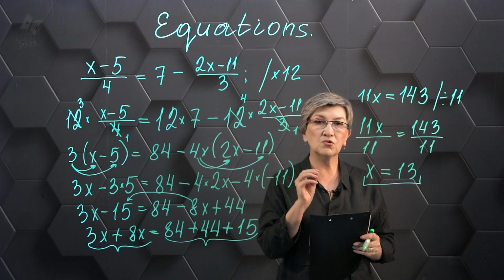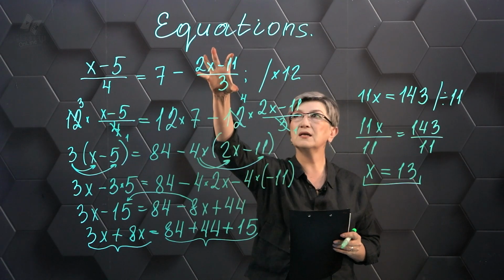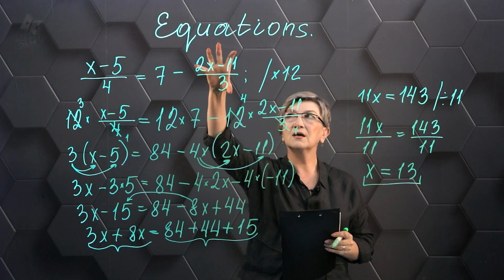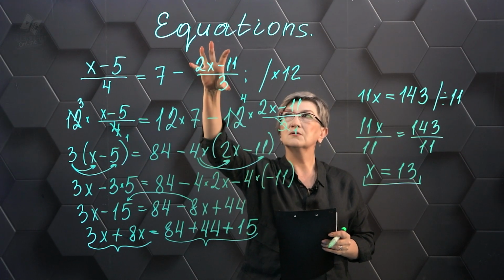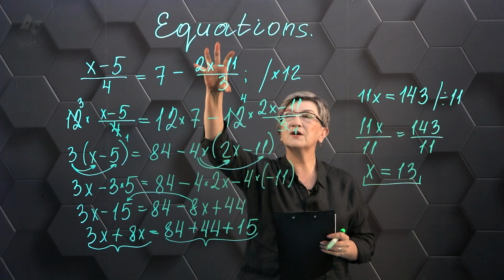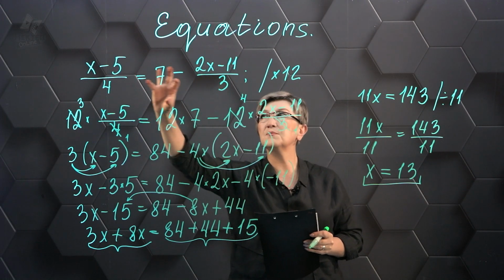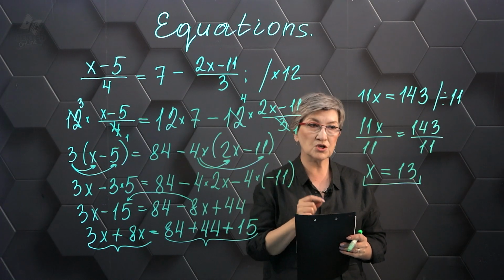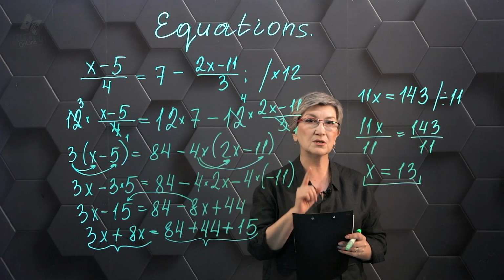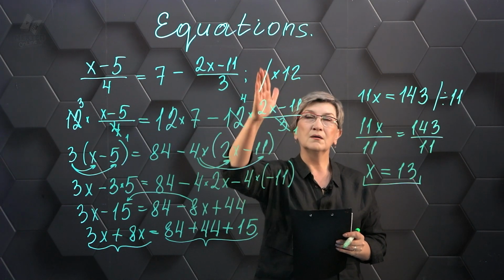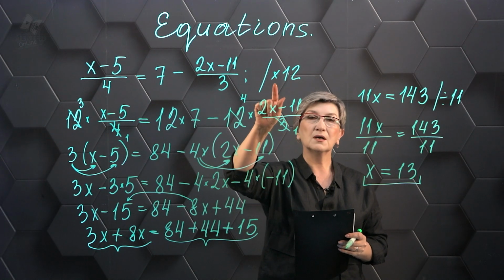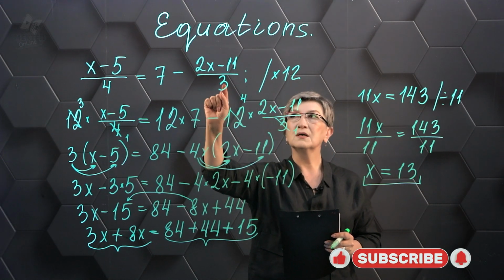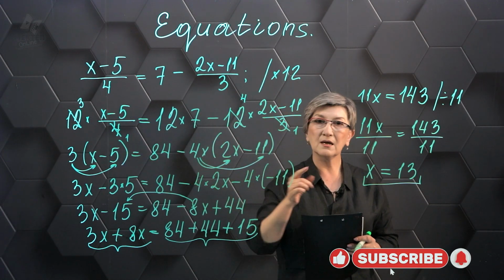We could solve this equation in another way. We needed the expression minus fractional, the expression 2x minus 11 divided by 3. Move it to the left side, bring it to a common denominator, and we could solve it using proportion. But we chose a way that allowed us to write this equation without a denominator.